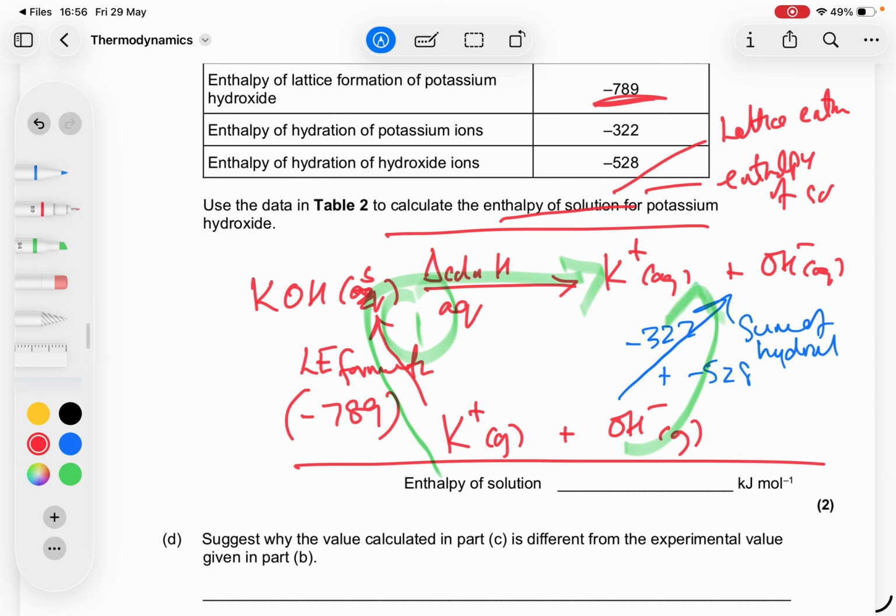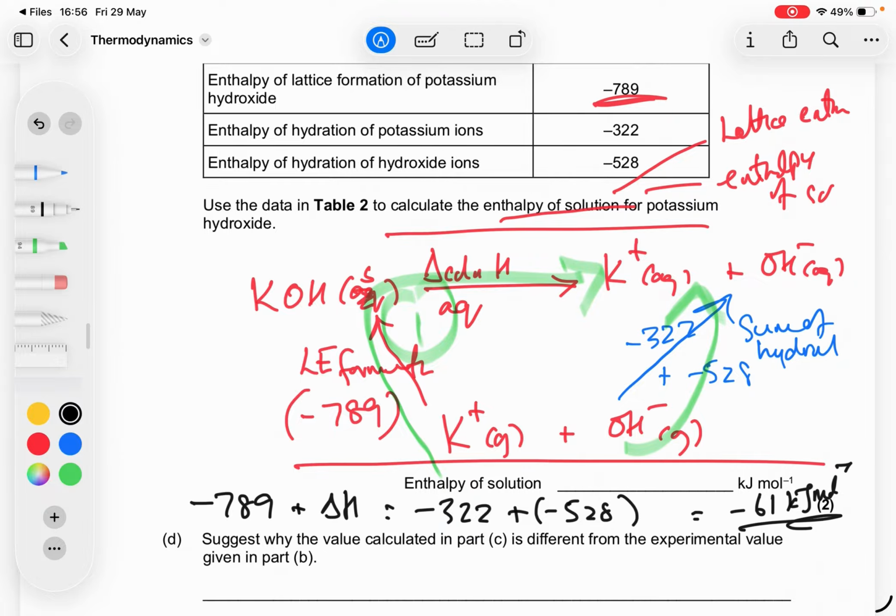So in other words, minus 789 plus enthalpy of solution equals minus 322 and minus 528. Rearrange by taking 789 to the other side and you get an answer of minus 61 kilojoules per mole. And note it's only 2 marks.